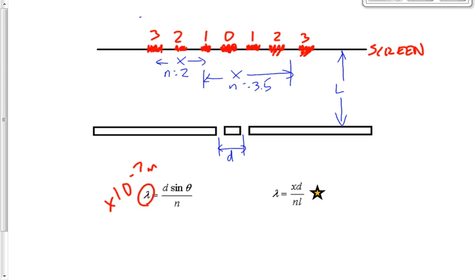All right, so we've got d, we've got n, we've got x, we've got L. The only thing we don't have here now is theta. Theta is what? An angle, but what angle?